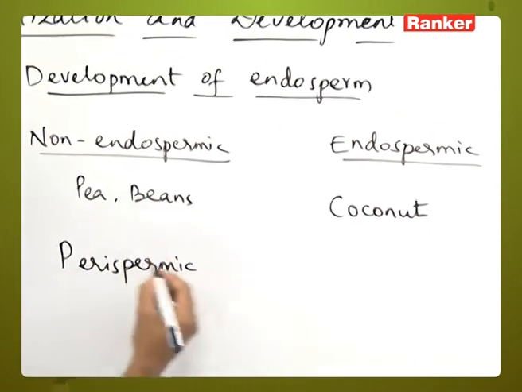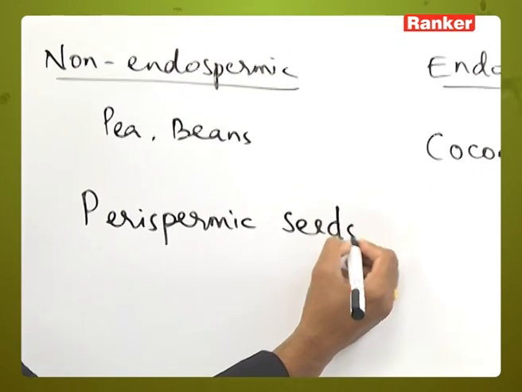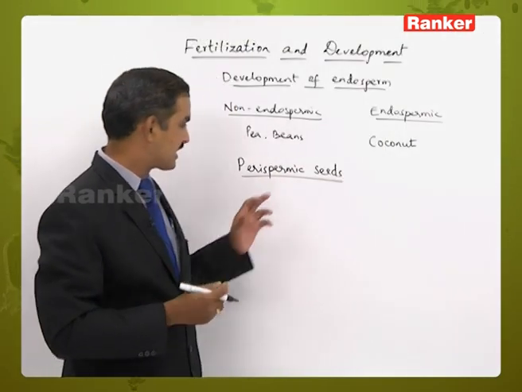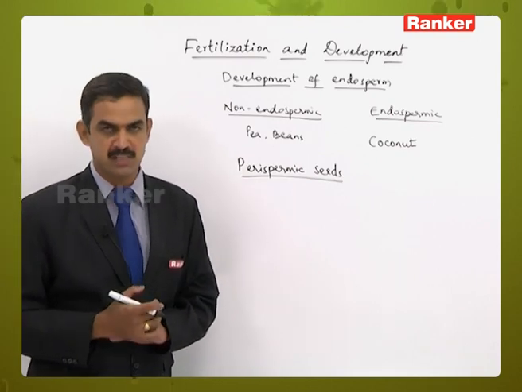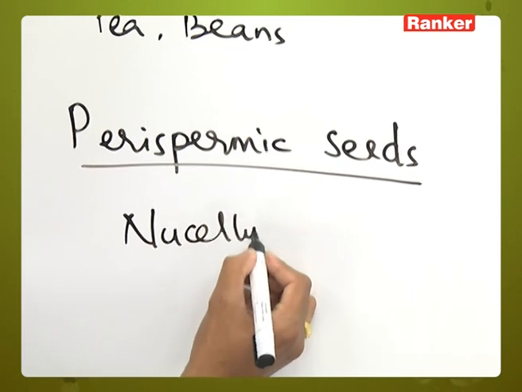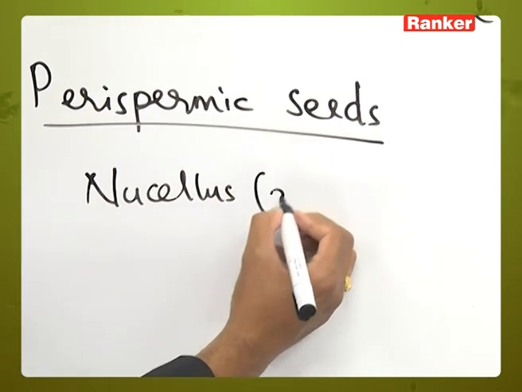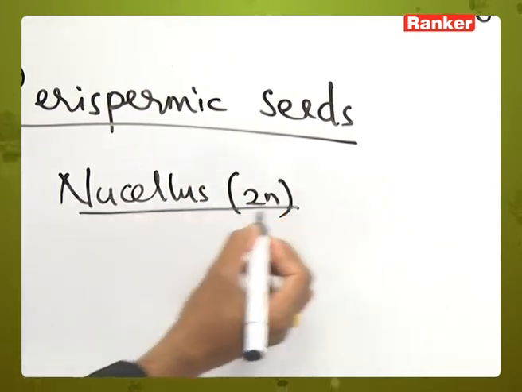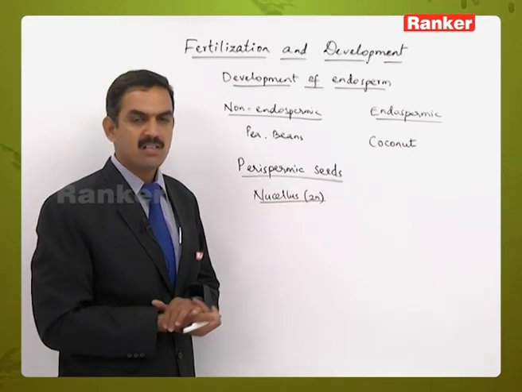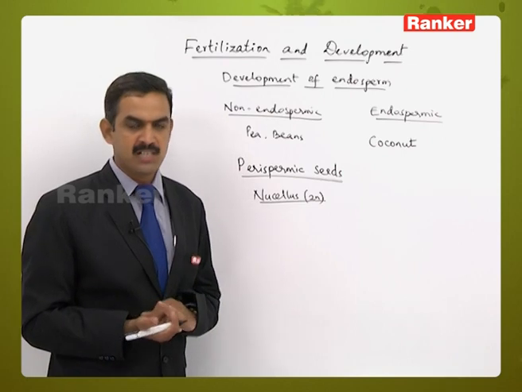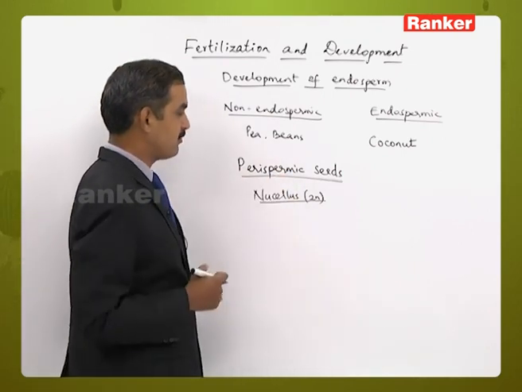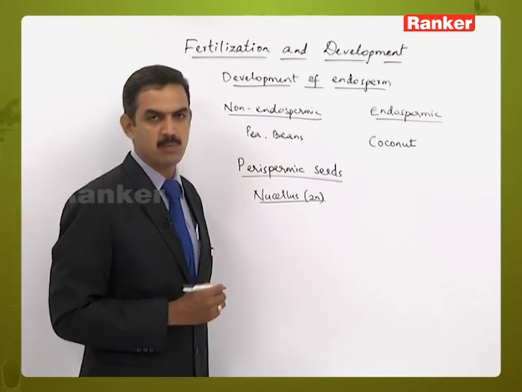There are some other conditions where perisperm is also present in the seeds. Such seeds are called perispermic seeds. Actually, the nucellus which is present around the embryo sac also acts as a nutritive tissue. In some seeds a remnant of nucellus is present. That remnant of nucellus is called perisperm, and those seeds which contain the perisperm are called perispermic seeds.